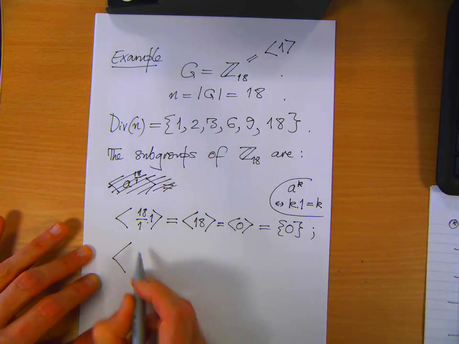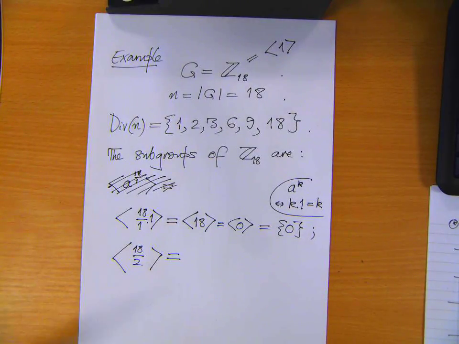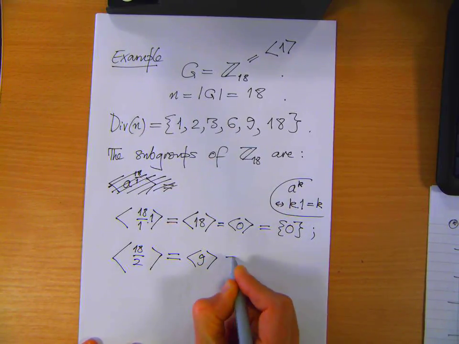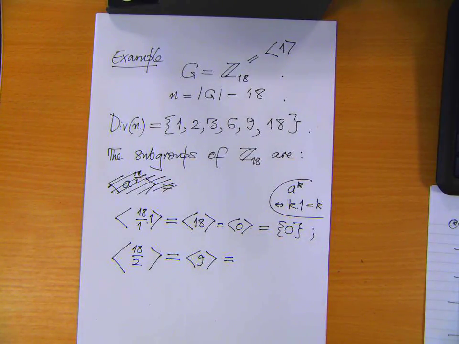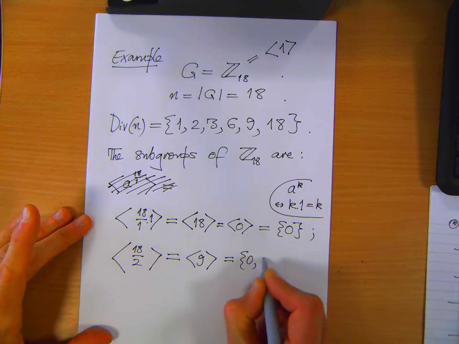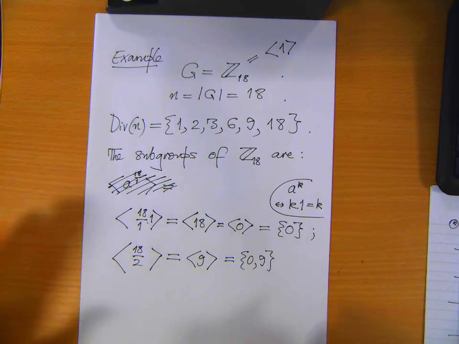The next divisor is 2. So we've got 18 over 2, which is 9. What's the subgroup generated by 9? That consists of all, well, generally it would be all powers, but remember we're using additive notation, so that's all multiples of 9. So we look at 0, 9, 9 plus 9, 9 plus 9 plus 9, etc. So we get 0, we get 9, but 9 plus 9 is 0.